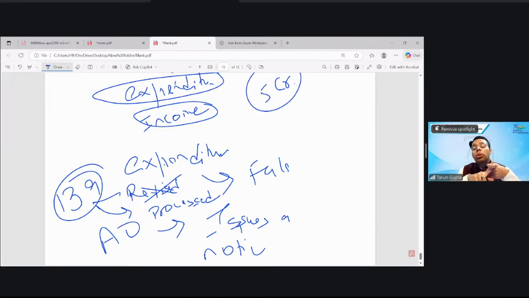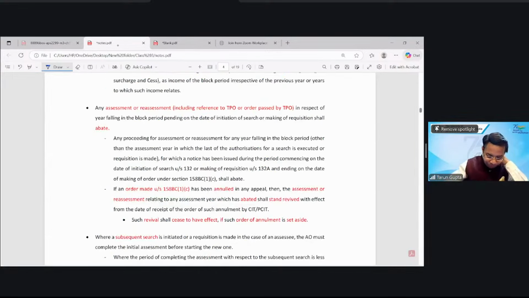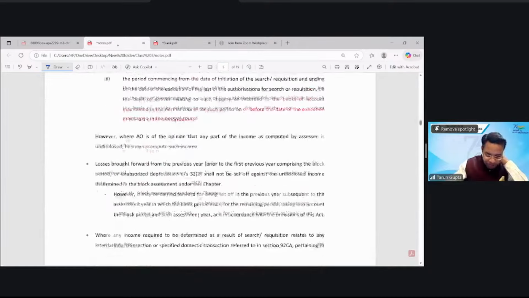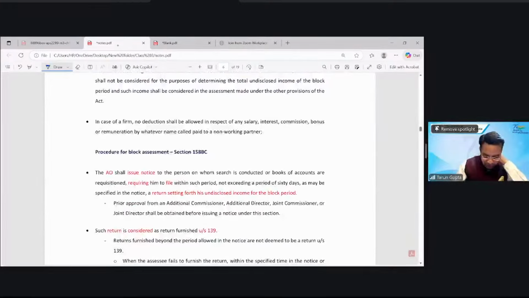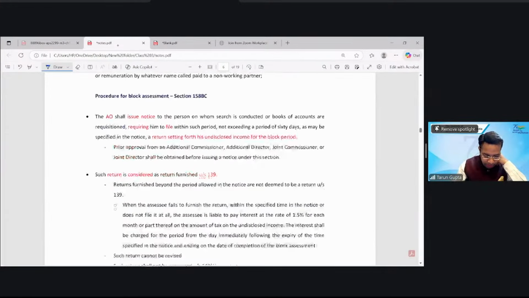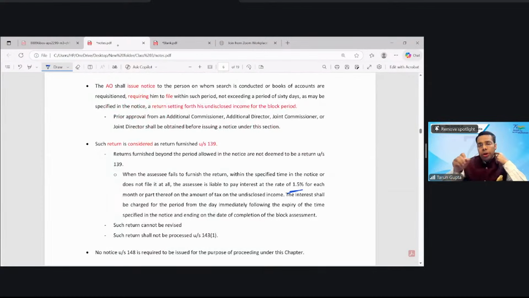But if the assessee does not furnish the return within the time specified, then he has to pay interest at the rate of 1.5% per month or part of the month. This is very similar to 234A. But there the rate was 1%. Here the rate is 1.5%. Okay.